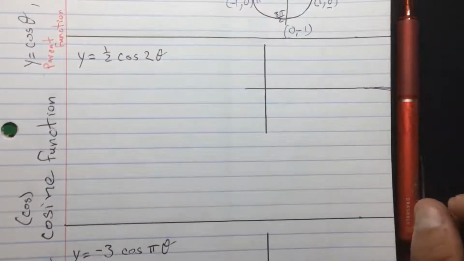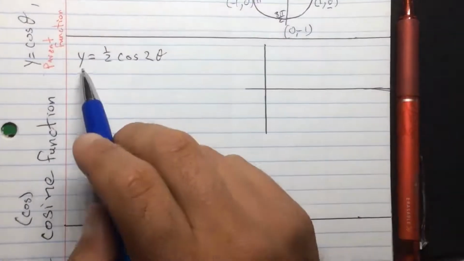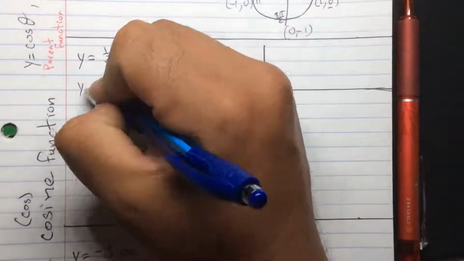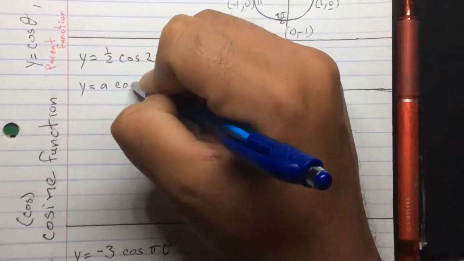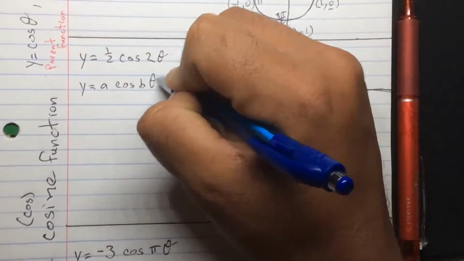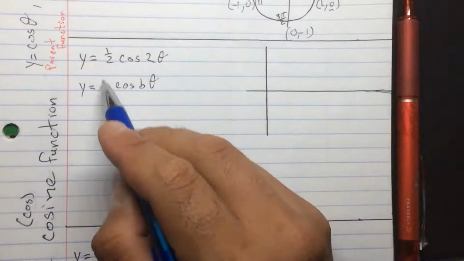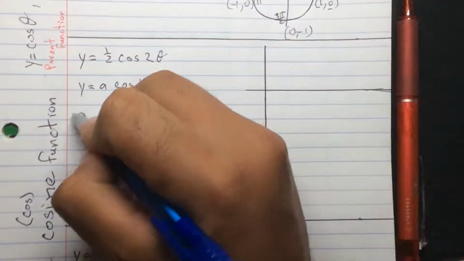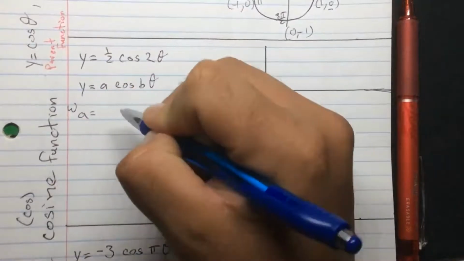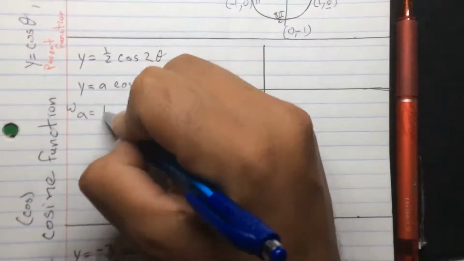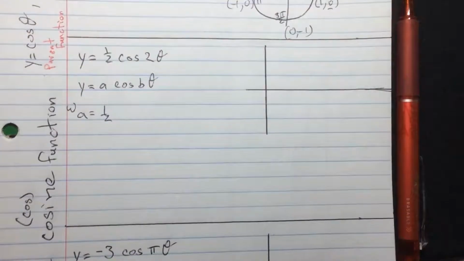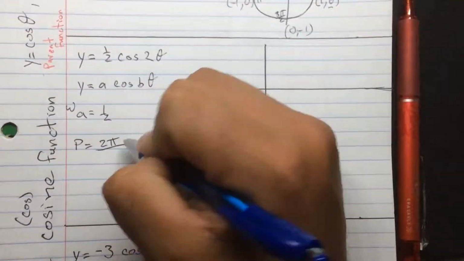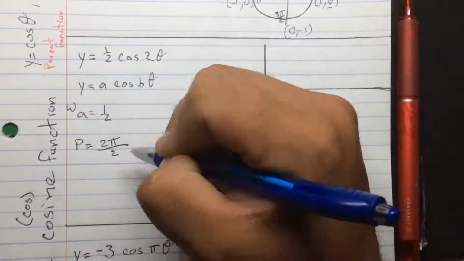This is part 2 of Foldable number 2. For this one we have y is equal to 1/2 cosine 2 theta. Once again we're going to be using our formula of y is equal to a cosine b theta. And right away we can see that we have both of these here, so it's perfect. Our amplitude is going to be equal to our 1/2, and our period is going to be equal to 2 pi divided by our b, which is 2.